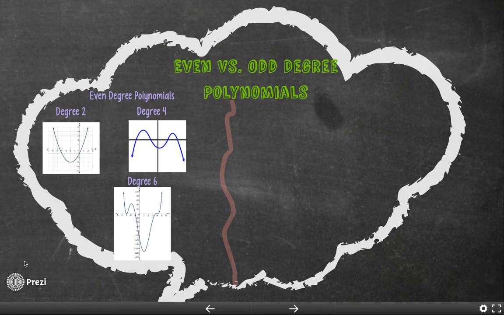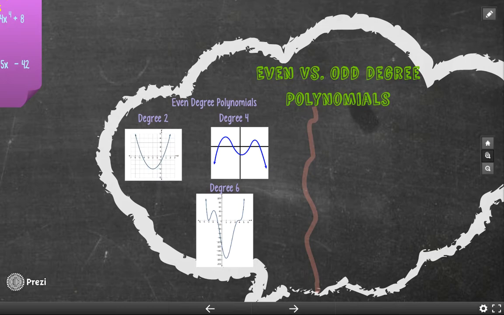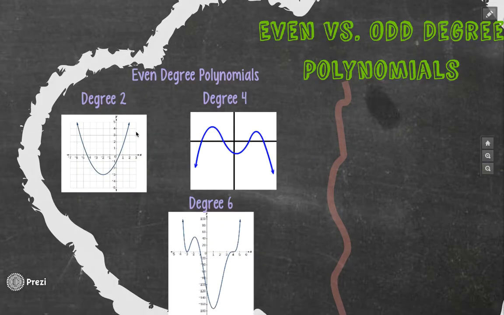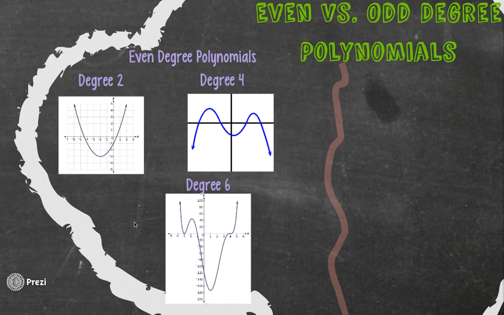You guys are so smart. Even degree functions, if you look at the arrows, let's zoom in on the arrows over here. On this one they both point up, this one they both point down, and this one they both point up. So even degree functions, you guys, always have arrows that point in the same direction, either both pointing up or both pointing down.